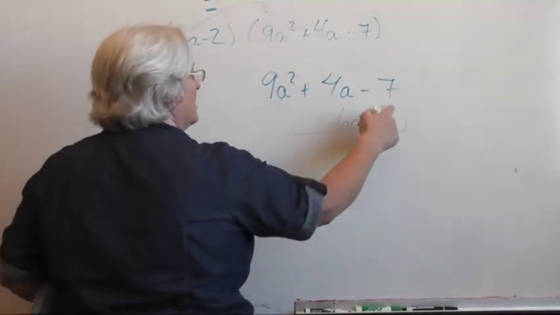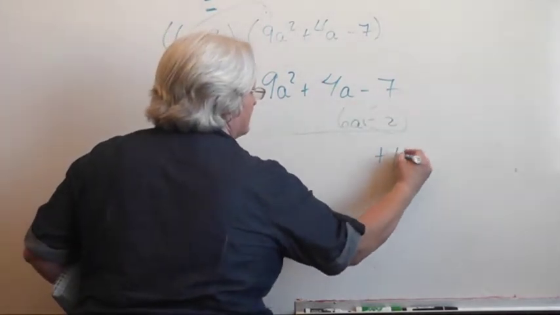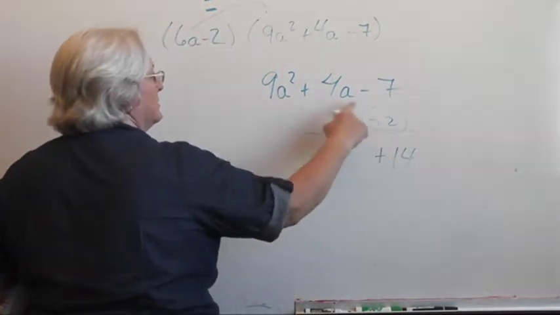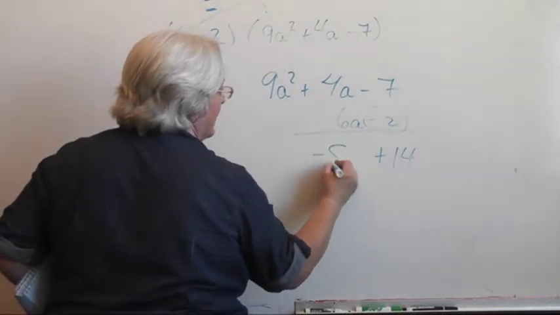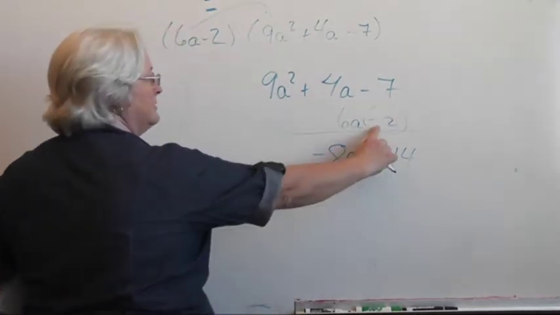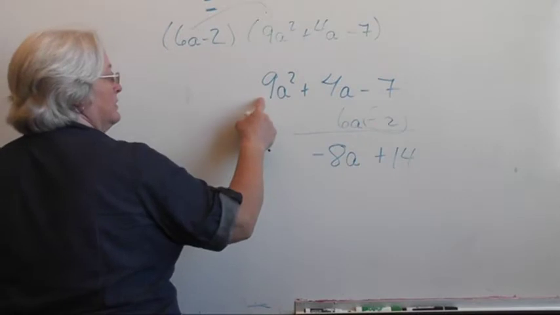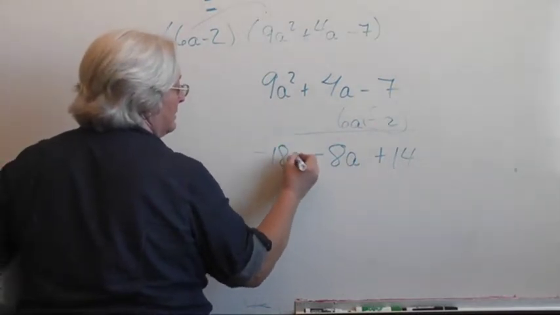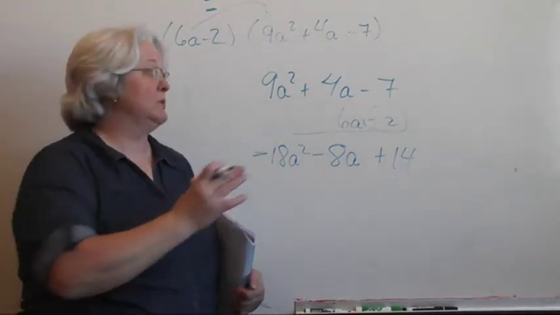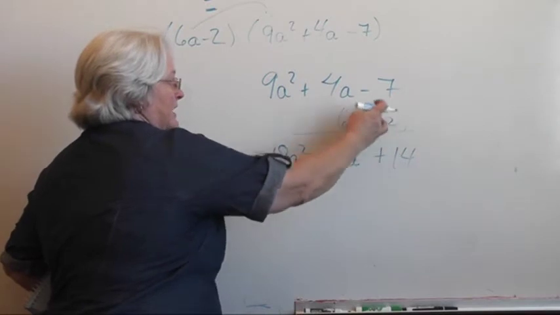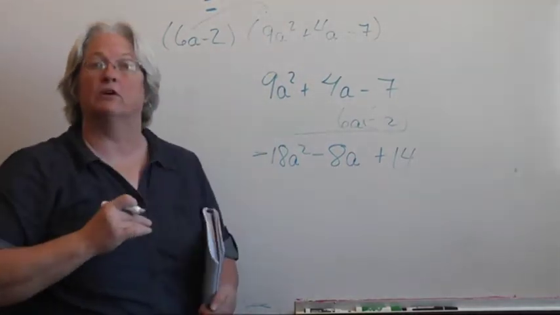So here we have negative 2 times a negative 7. Negative times negative is a positive 14. Negative 2 times a positive 4a. Negative times positive gives you a negative 8a. Negative 2 times a positive 9a squared. Negative 2 times positive 9 is negative 18. Then you simply have the a squared. And that's all of the multiplication that you have, where you've taken this negative 2 and you've multiplied it against each one of those 3 terms.